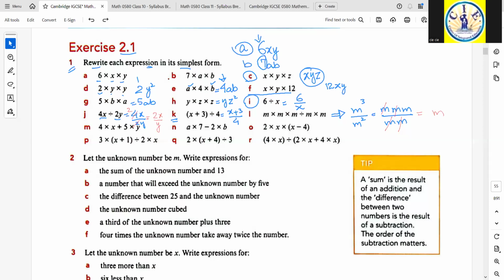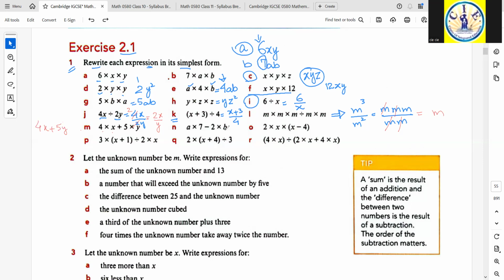Okay. Then it's part M, 4 times x, which can be written as 4x, then plus 5 times y. So it would be plus 5y. Now both of these terms are different. One is having a variable y and the other one is having the variable x. So these are different terms which cannot be added. So this is going to be the final answer in the form of this expression.